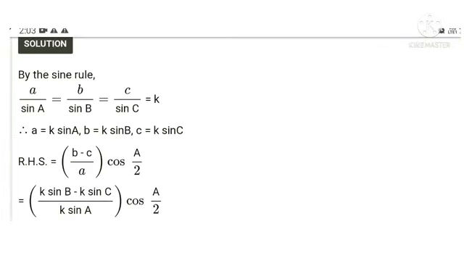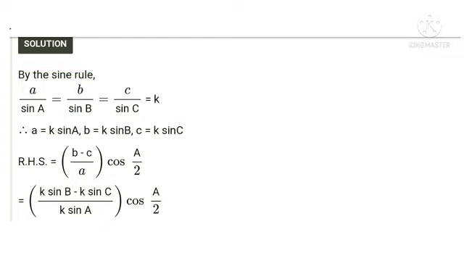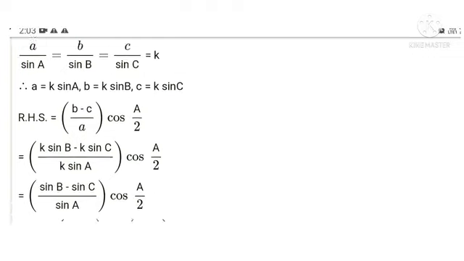See the solution. We know by sine rule you can write a upon sin A is equal to b upon sin B is equal to c upon sin C is equal to k. From this we get a is equal to k sin A, b is equal to k sin B, and c is equal to k sin C. We take RHS. What is the RHS? (b minus c) upon a into cos A upon 2.